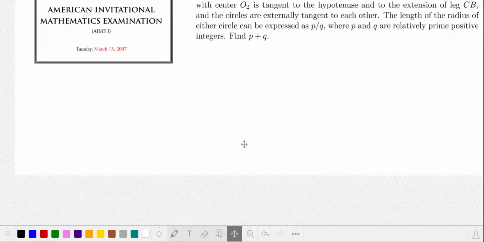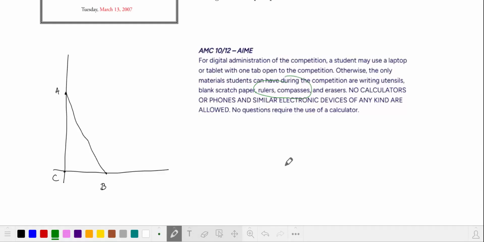Let's start by drawing a diagram. Here's our triangle ABC. Students are allowed to bring rulers and compasses to the AIME, but there's no need to have a perfect diagram. I'm going to make do with this. Here are the centers of our circles.